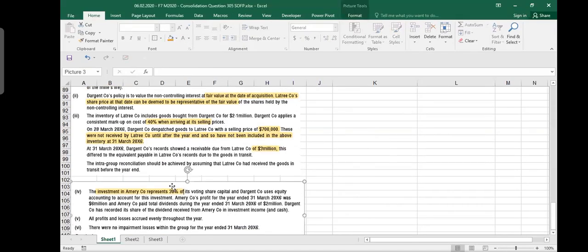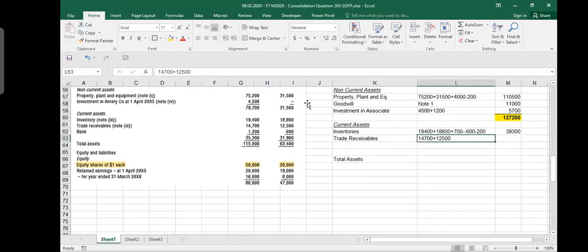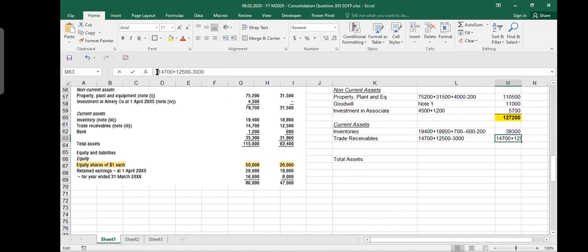Yeah, here it goes. It says at 31st March 2006, Dargent Company's record showed a receivable due from Lottery of 3 million. This differed to the equivalent payable in Lottery Company's record due to the goods in transit. So there was some difference in payable because one company received, one did not pay, but there was 3 million in receivable. So you should be subtracting it. So I would say 14,700 plus 12,500 and minus 3 million. We put it here, and we put the equals to sign. So you've got 24,200, and then you have cash, and cash or bank.